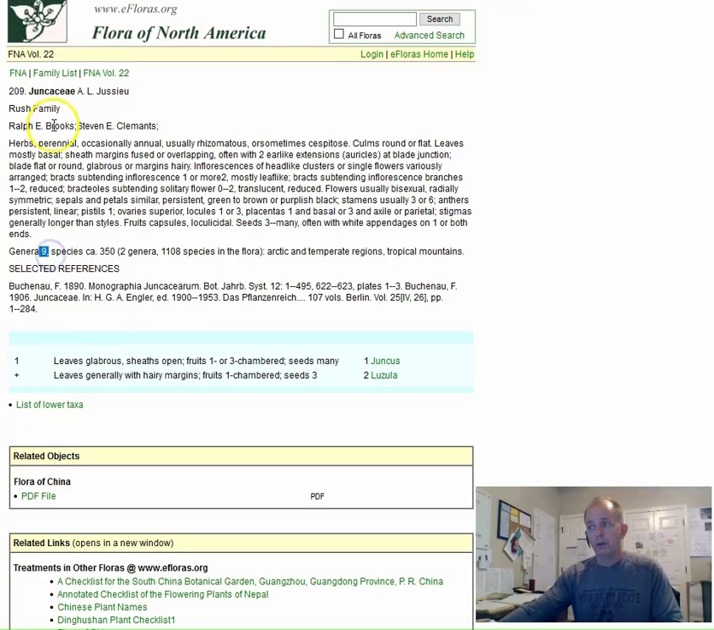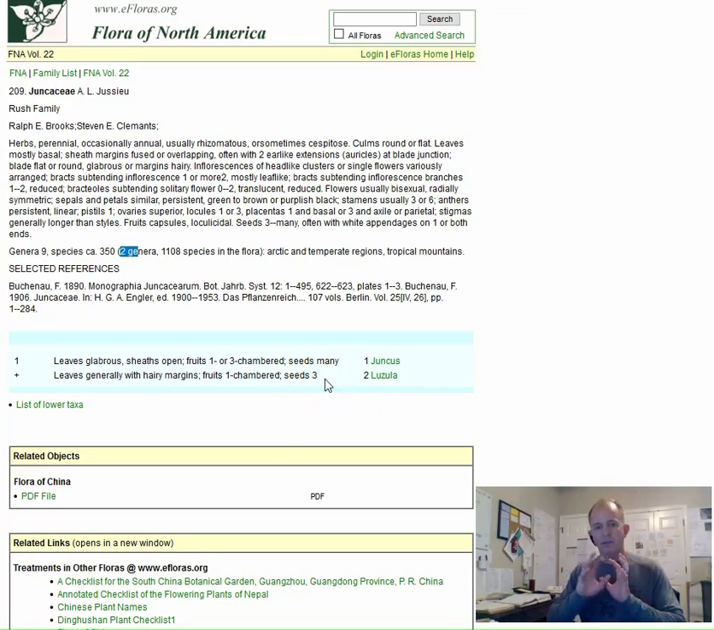9 genera total in the family in North America. In the region of the Flora of North America, there are only 2 genera. You see those right here. One is Juncus, and one is Luzula. The way you distinguish between the 2 of these is, as I mentioned, with that Juncus capsule, inside there would have been a whole bunch of seeds. If it had been Luzula, there would have only been 3.